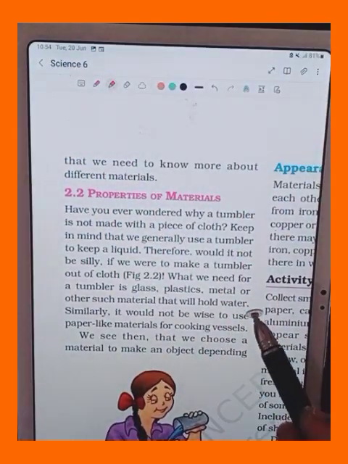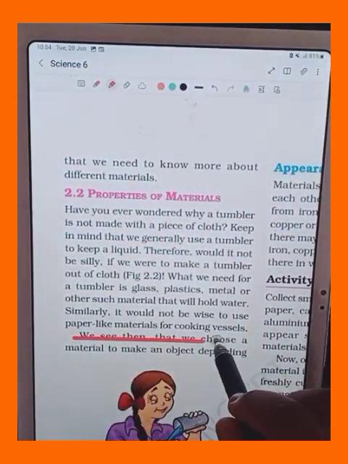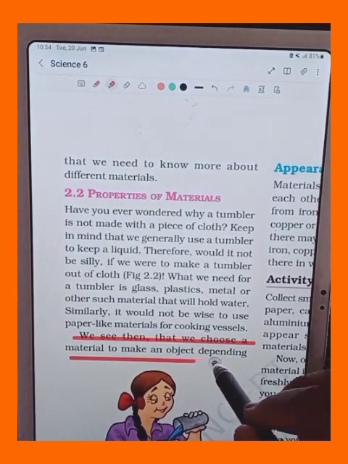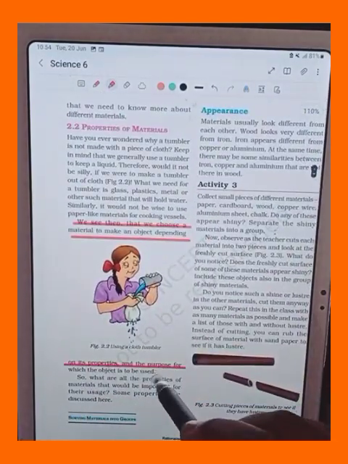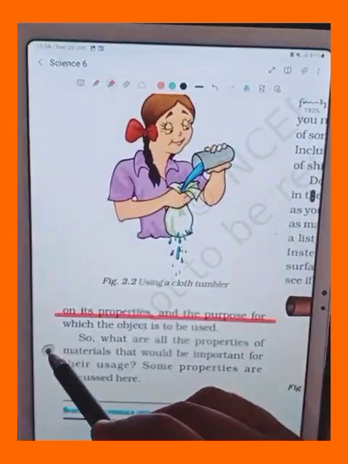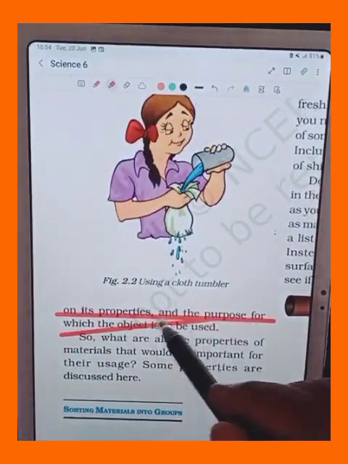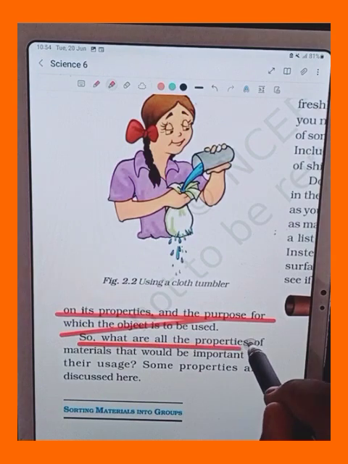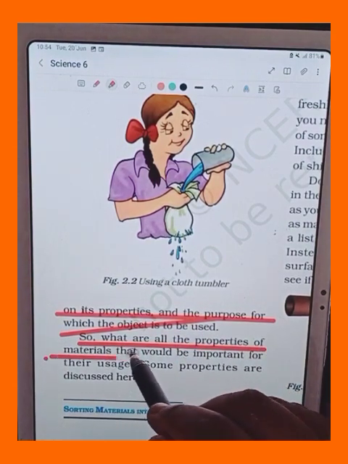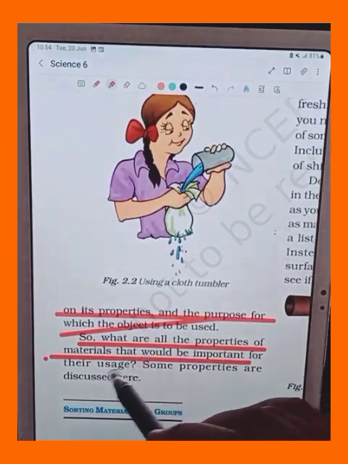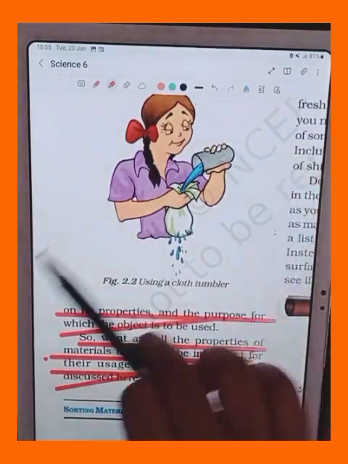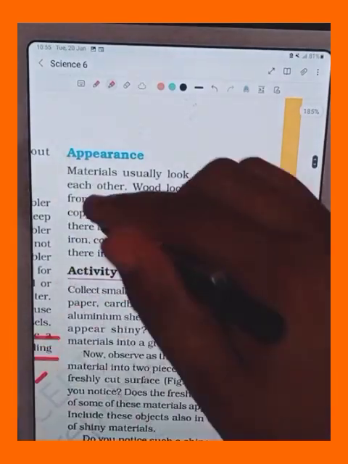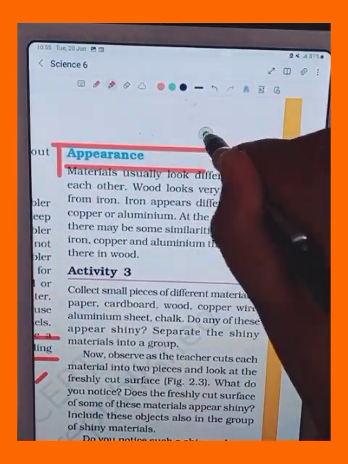Okay, so we see then that we choose a material to make an object depending on the properties and the purpose for which the object is used. So what are the properties of materials that would be important for their usage? Some properties are discussed here. Yes, appearance.